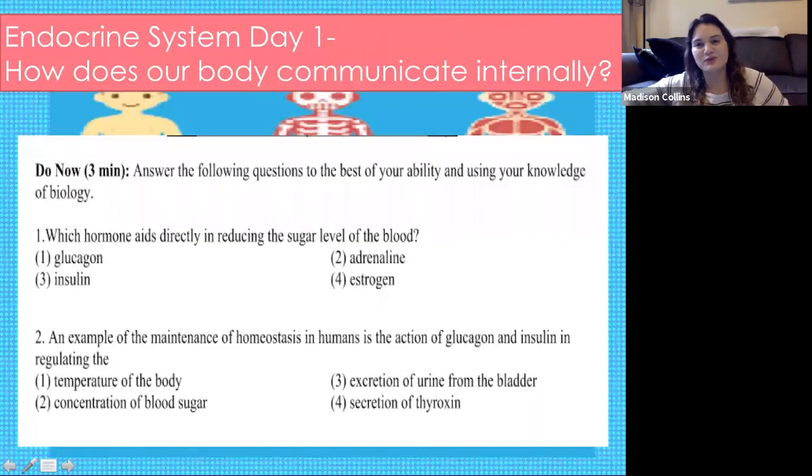Welcome back. This is day one of your endocrine system. So today's aim is how does our body communicate internally? We just finished up talking about the nervous system and how that system is involved with really fast and rapid communication. And our endocrine system is involved with communication as well. But this time, the communication is going to be a little bit more slow, a little bit more gradual. And we're talking about something called hormones.